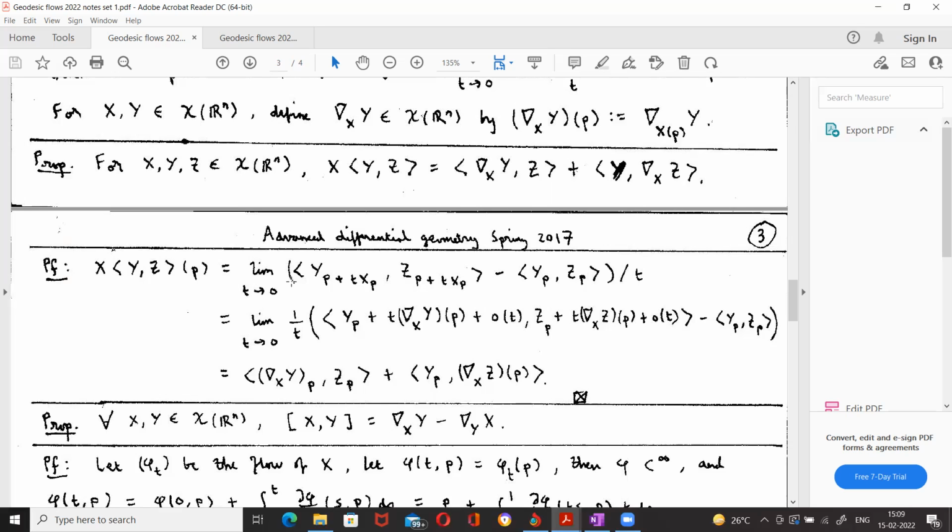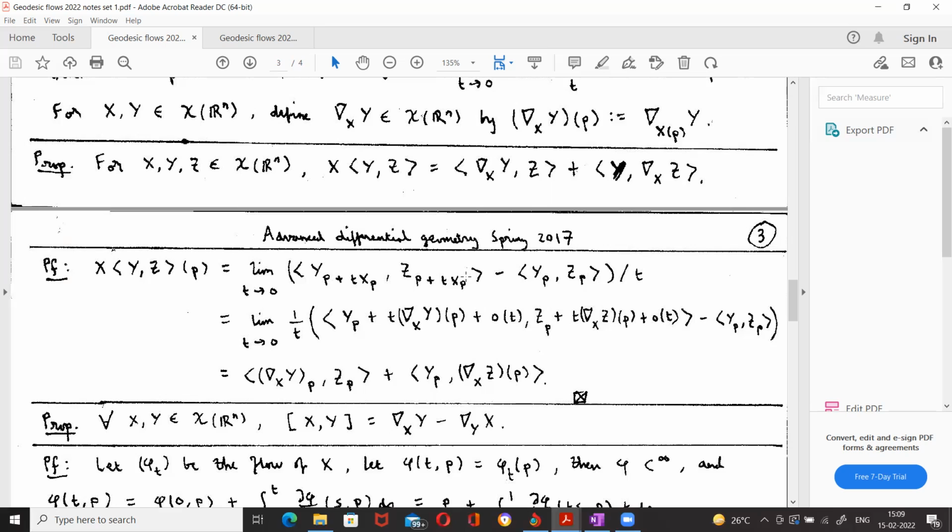Then we'll be looking at the limit as t tends to 0 of the inner product between Y at the point p + tX_p, the straight line passing through p in the direction X_p, and Z at the point p + tX_p, minus the inner product ⟨Y_p, Z_p⟩, and the whole thing divided by t.